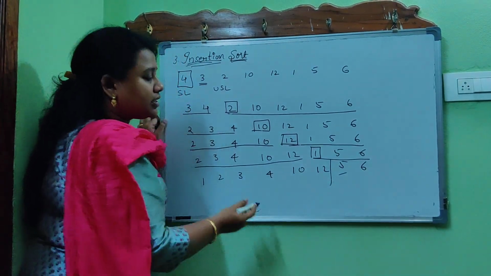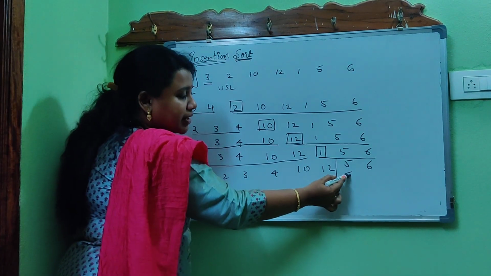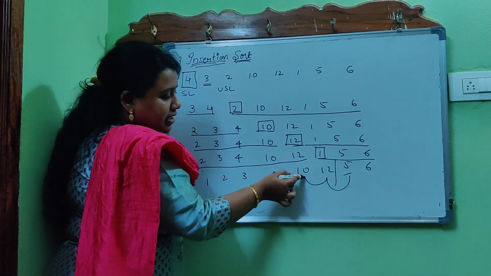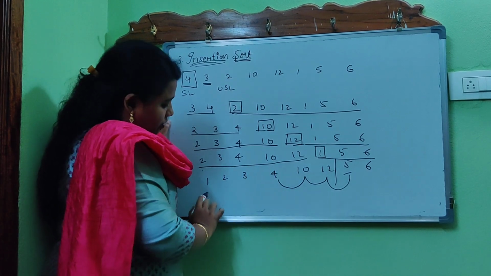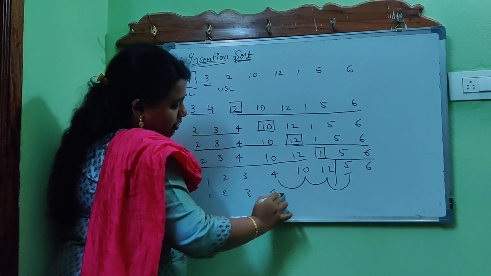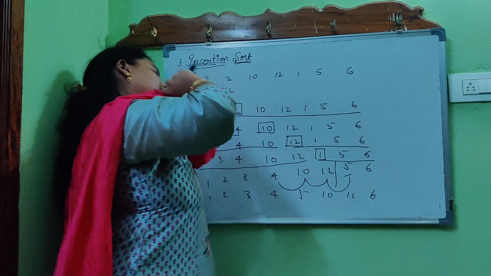Now what happens for 5? Again I'll start comparing 5. It is less than 12, less than 10, but it is greater than 4. So its position is here. So 1, 2, 3, 4, 5, 10, 12, 6. So 6 is left out now.